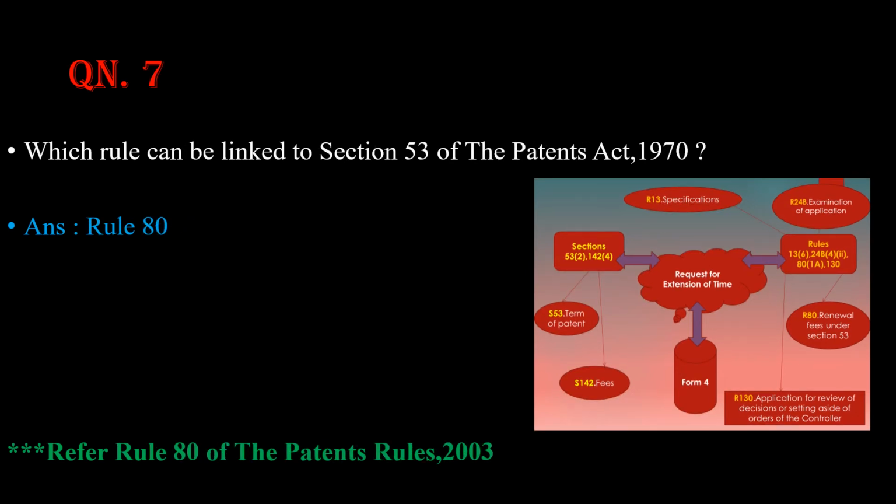Question number 7. Which rule can be linked to section 53 of the Patent Act 1970? The answer is rule 80. And to be more sure, you can see in the slide itself what rule 80 is. Rule 80 is renewal fees under section 53. Also, you can refer to rule 80 of the Patents Rules 2003. Also, you can go to my lecture video as well for more details.